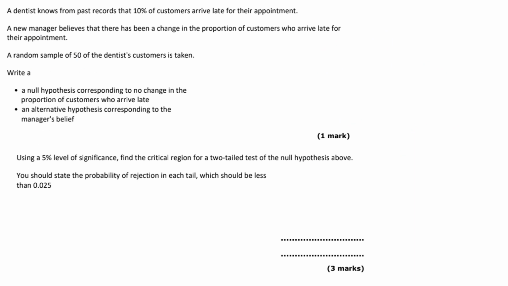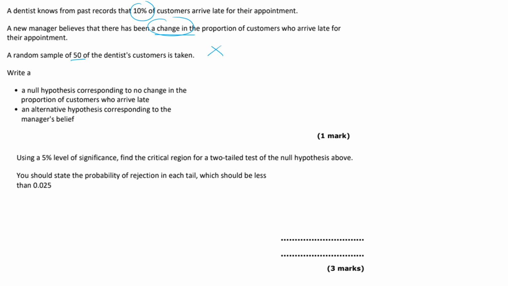Next, we've got a couple of stats questions. We've got a dentist who, past records show, has 10% of customers late. We've got a random sample of 50, and we're being asked to write a null hypothesis given that the manager believes there's been a change. So we don't believe it's above 10% or below, just a change. Here the wording of the question means we've got a two-tailed test.